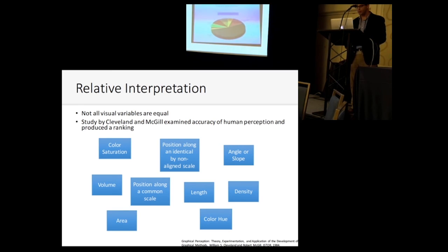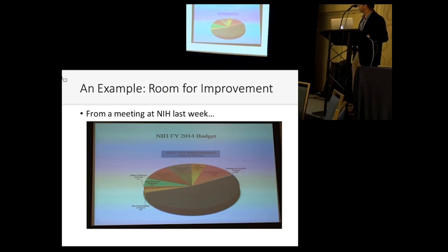Okay, so an example of some not so great visualization was from a meeting I was at the NIH last week, and I had to take this snapshot because I knew I was coming here to talk about this. And here's a 3D pie chart, which puts perspective onto our view. So now the things on the back side are actually smaller than they should be, because it's tilted over.